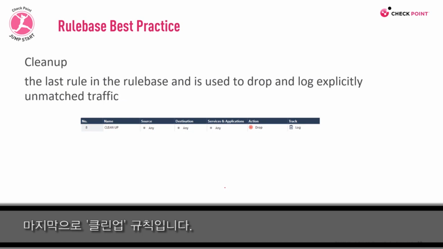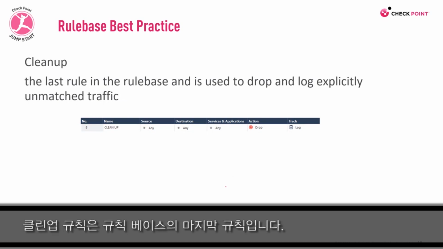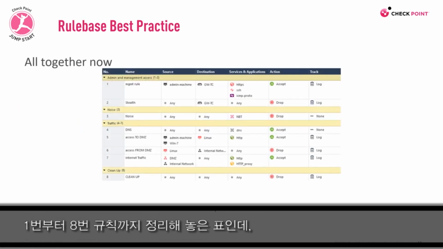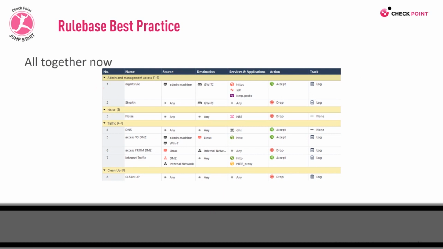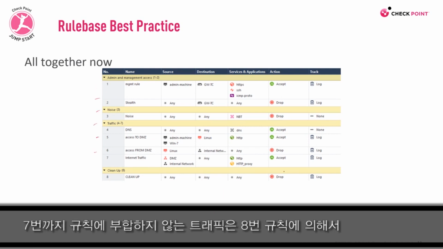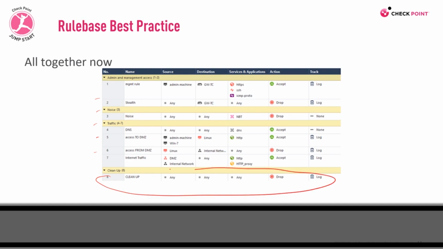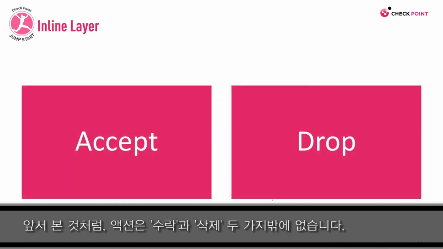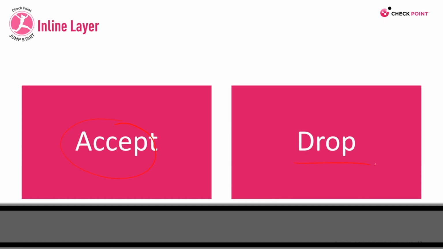Finally, the cleanup rule. The cleanup rule is the last rule in the rule base and is used to drop and log explicitly unmatched traffic. So if we see it all together like this, any traffic that I haven't specified will be matched here and will be dropped. So we take no chances. The default is security. As we discussed, the action can be either accept or drop, right? That's the default thing that we know.